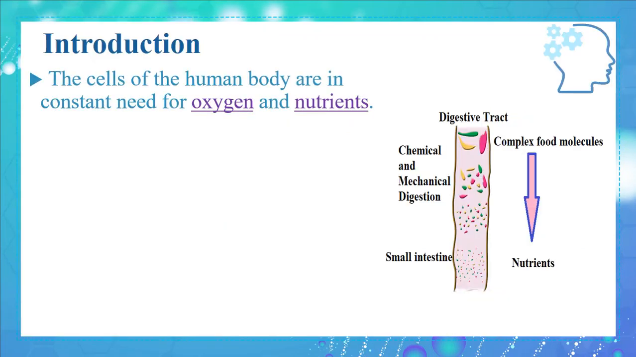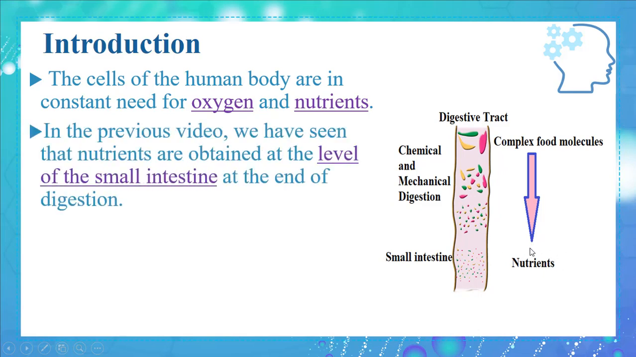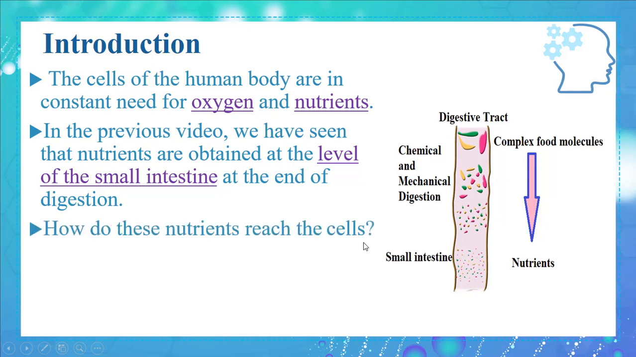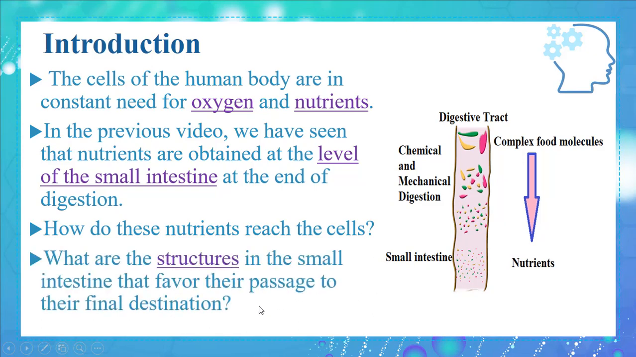The cells of the human body are in constant need of oxygen and nutrients. Upon digestion, complex food molecules are transformed into nutrients. In the previous video, we have seen that nutrients are obtained at the level of the small intestine at the end of digestion. How do these nutrients reach the cells? What are the structures in the small intestine that favor their passage to their final destination? Before we answer these questions, let's recall our progress until now.